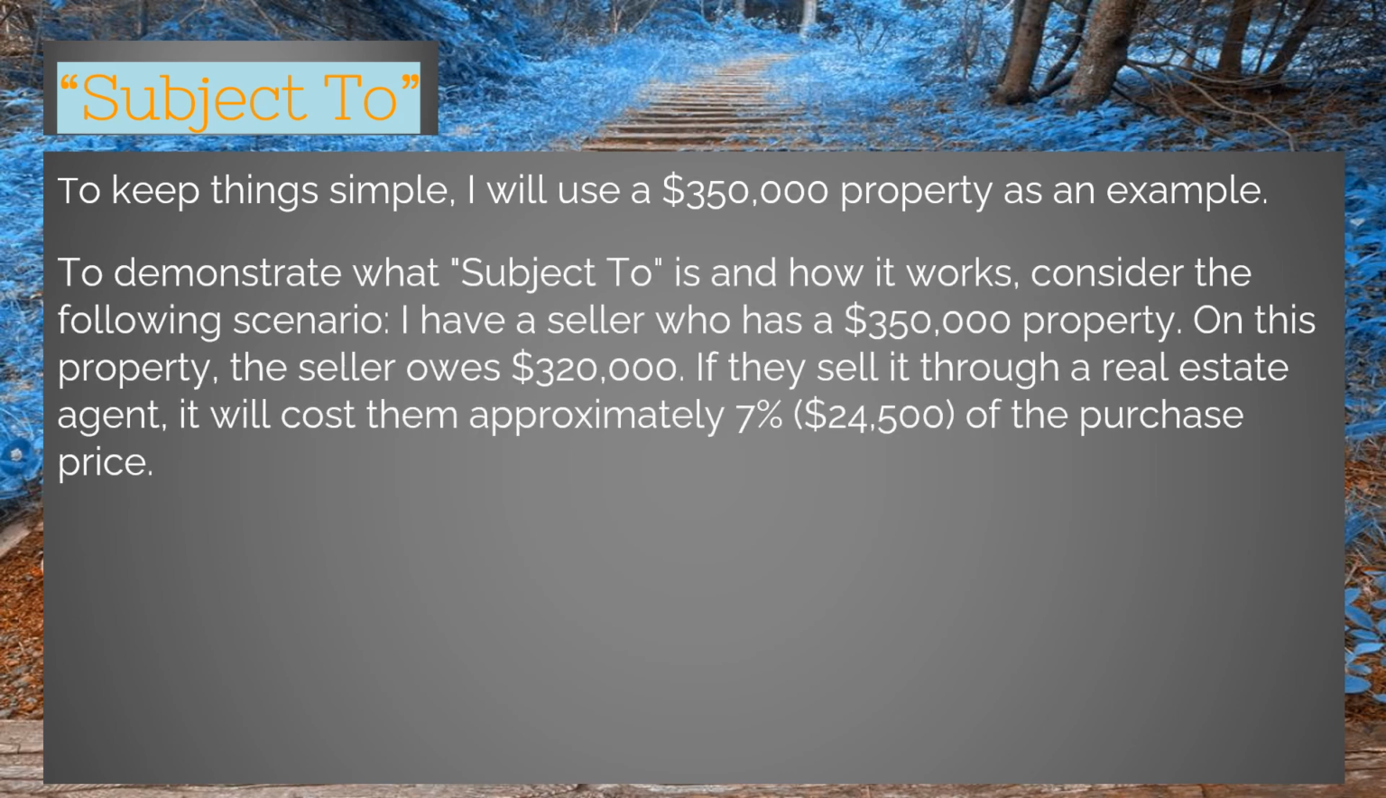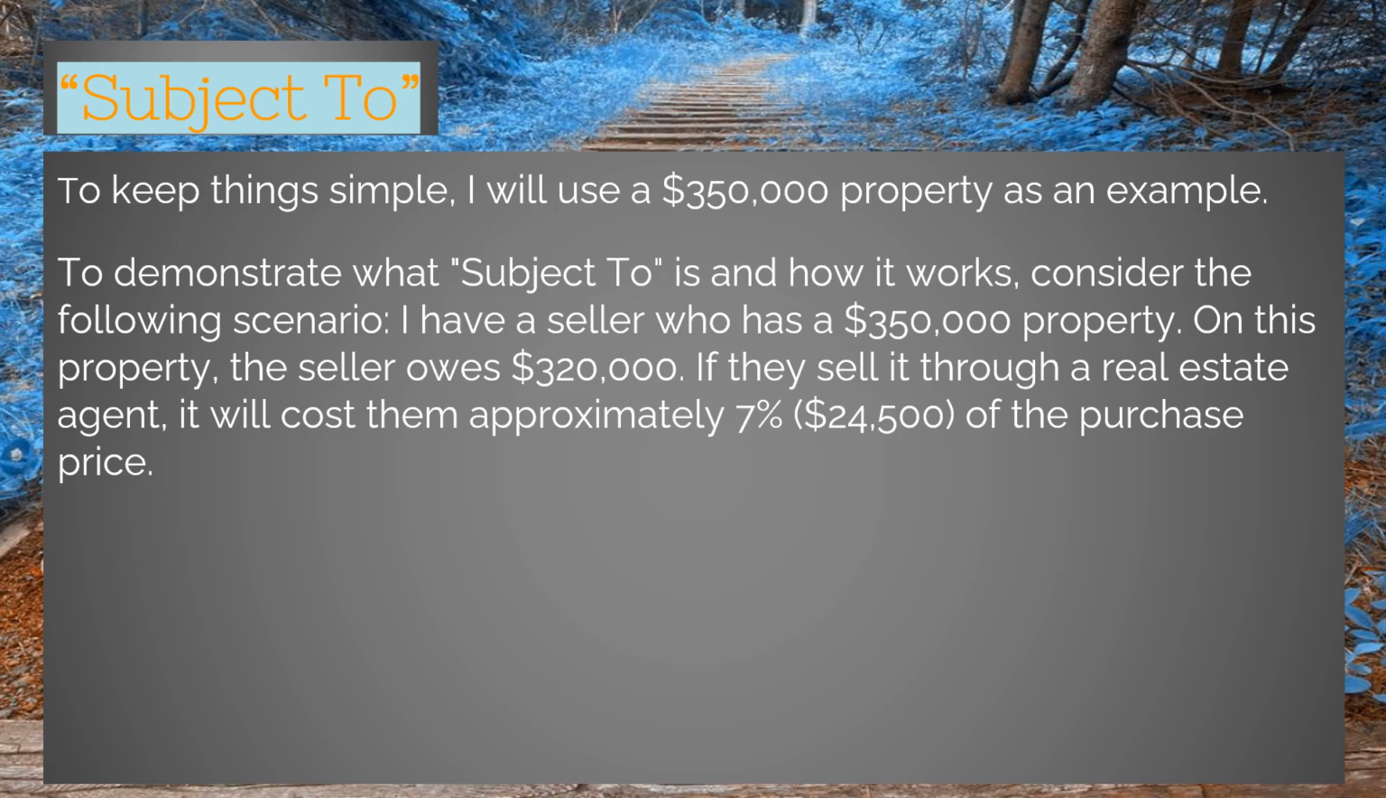Let's say a property of $350,000. To demonstrate what subject to is and how it works, we'll consider the following scenario. I have a seller for a property for $350,000. On this property, the seller owes $320,000. If they sell it through a real estate agent, it will cost them with taxes roughly around 7%, depending on which area you are in. So anywhere from 5 to 7%. So let's say it will cost them 7%.